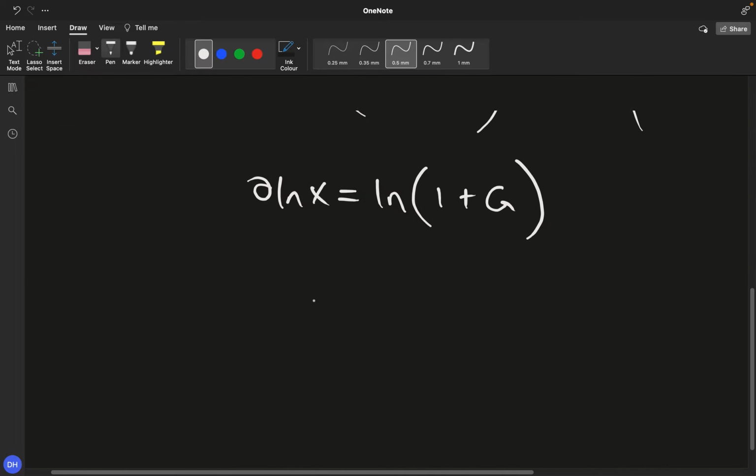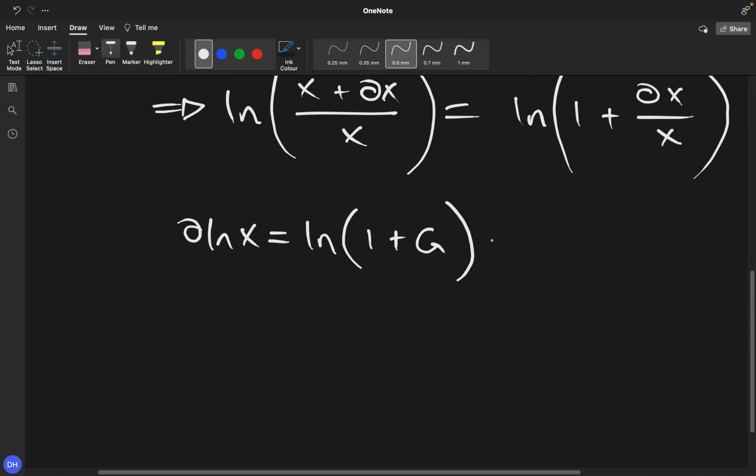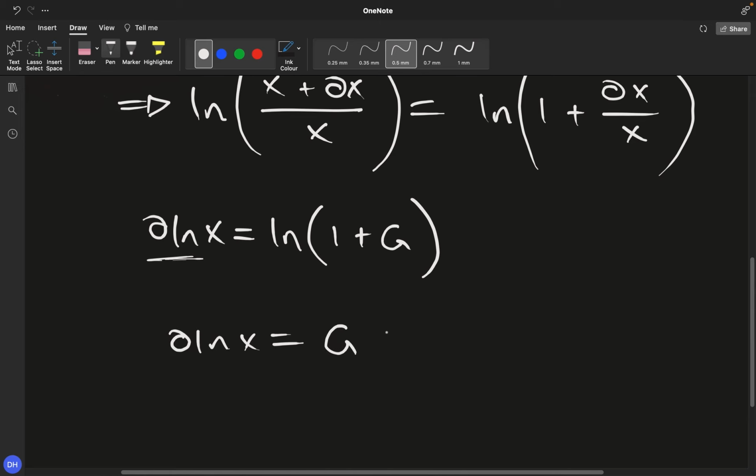We're trying to show the log approximation. So we're trying to show that log of 1 plus g approximately equals g, right? And for infinitesimally small changes equals g. So in order to show that, we need to show that this here, delta log x, equals g, which is delta x on x.